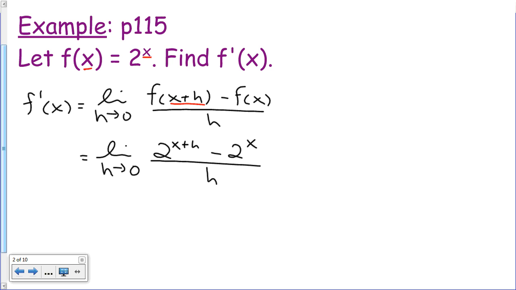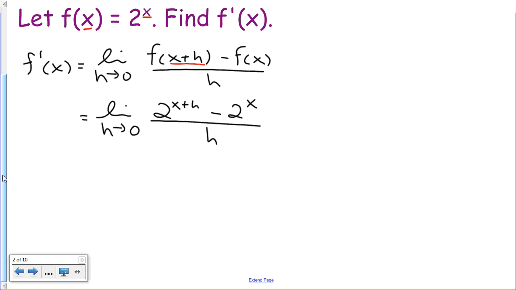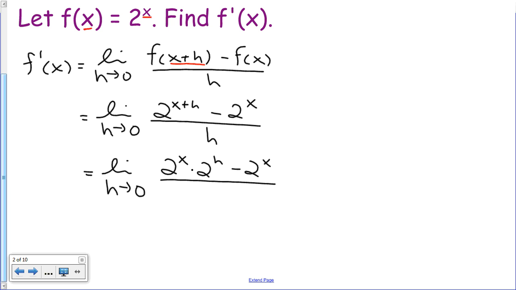Okay, now we have a property that deals with exponents that we can use here to help us simplify this a little bit. If I have 2 to the x plus h, I can rewrite that in the following way. So I've got the limit as h goes to 0. That first thing that's in the numerator is 2 to the x plus h, and I can write that as 2 to the x times 2 to the h. Usually we use that rule in the other direction, that we start out with something like 2 to the x times 2 to the h, and we can combine those because they have like bases. And when we do that, we add the exponents, so it becomes 2 to the x plus h. But we're going to just split it back apart here. And then minus the 2 to the x all over h.